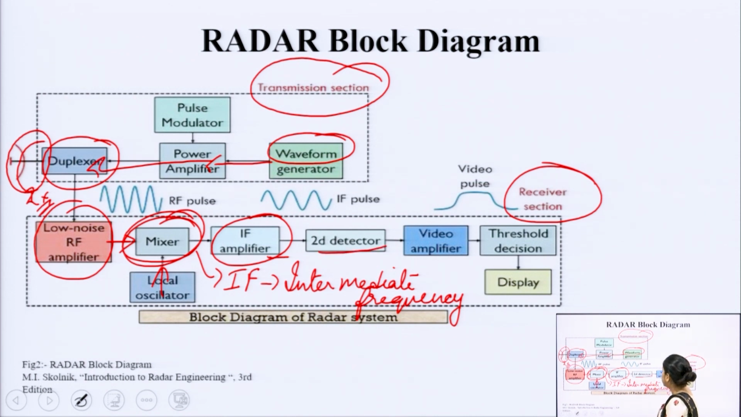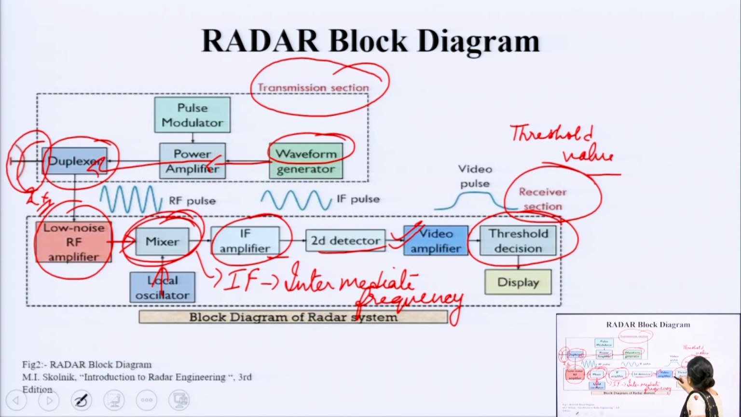Then the second detector will detect the signals and change them into a form acceptable to the receiver section. Then the video amplifier further amplifies the signal, and after that comes the threshold decision. Threshold decision means that a threshold value is set. If the signal strength crosses that level, only then will it be displayed, otherwise it will not. So, this is the basic block diagram of our radar, and you will have questions on it in your subject.